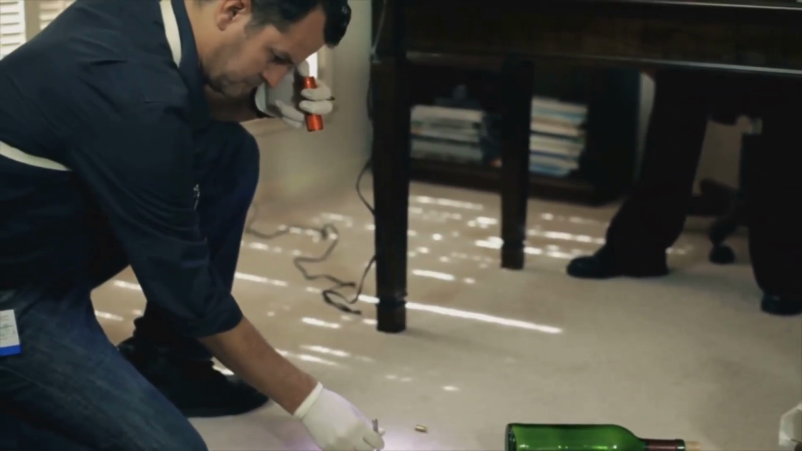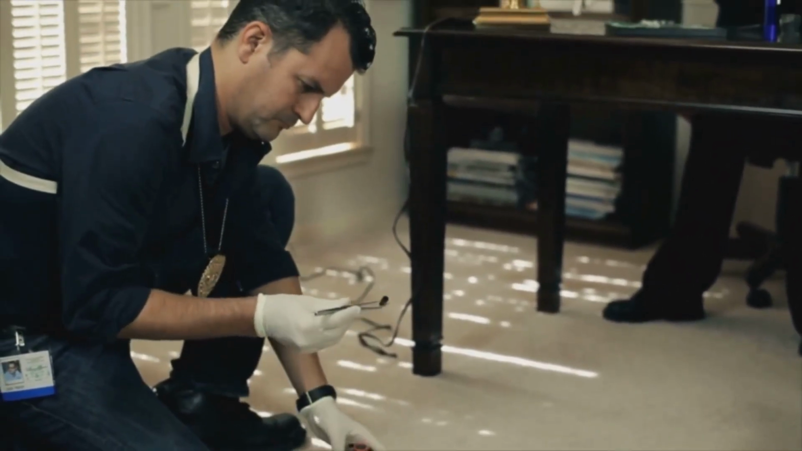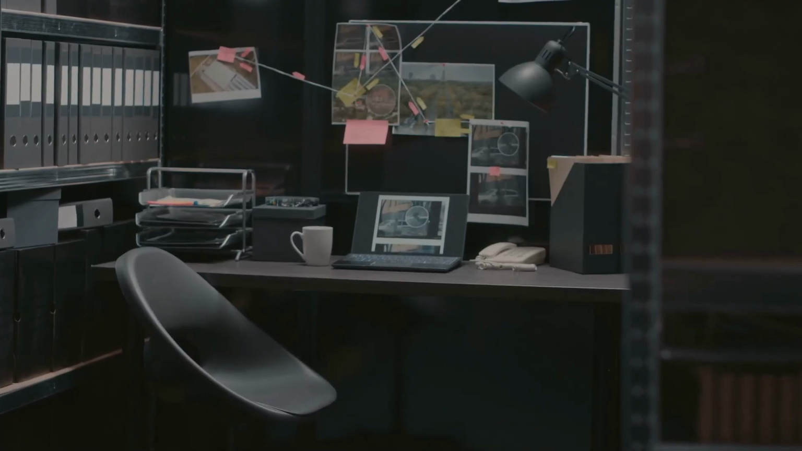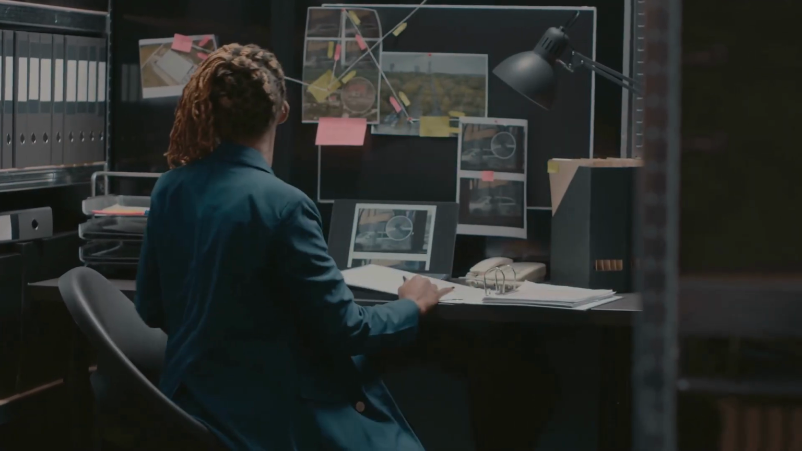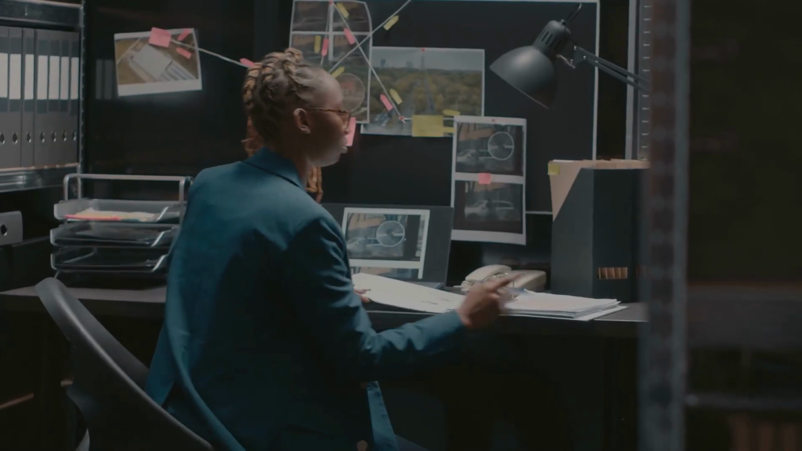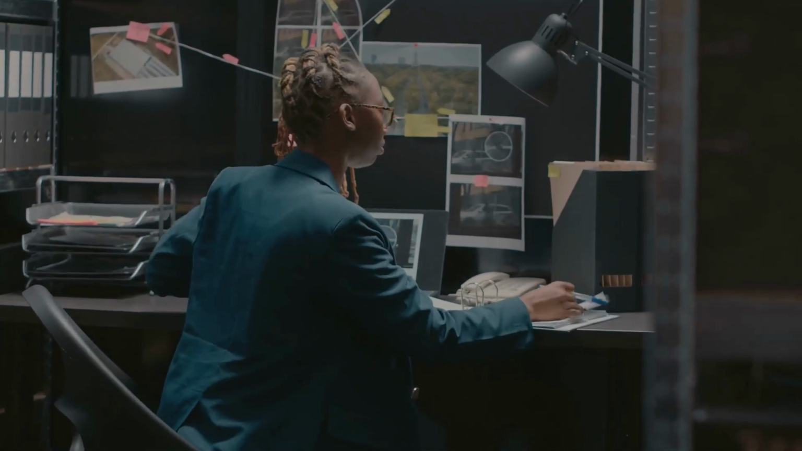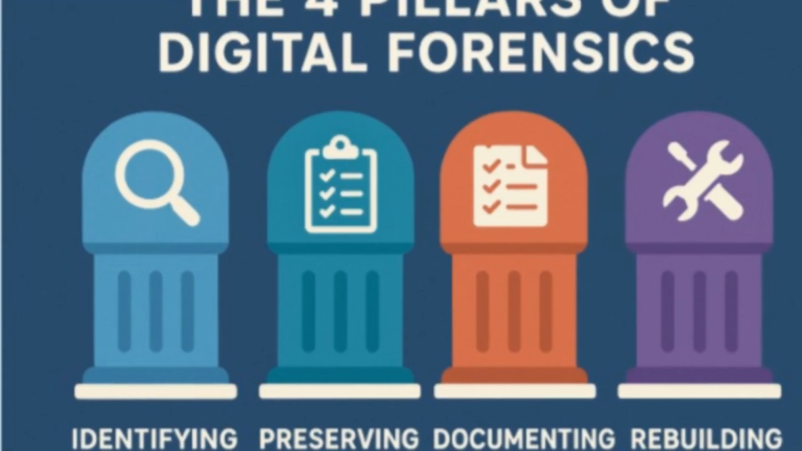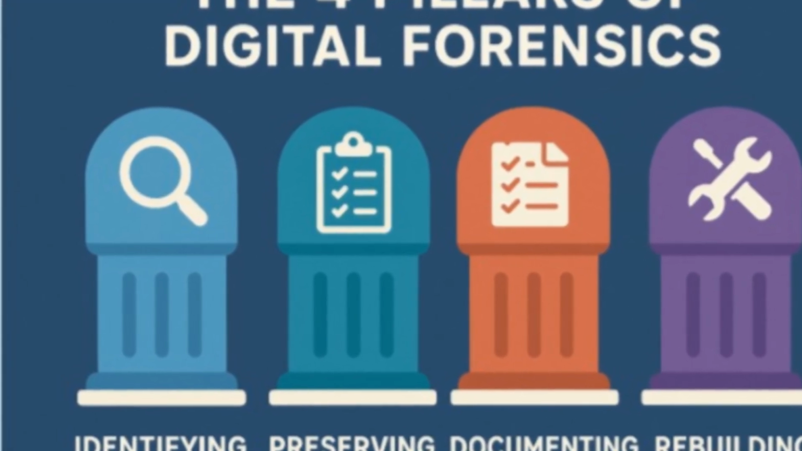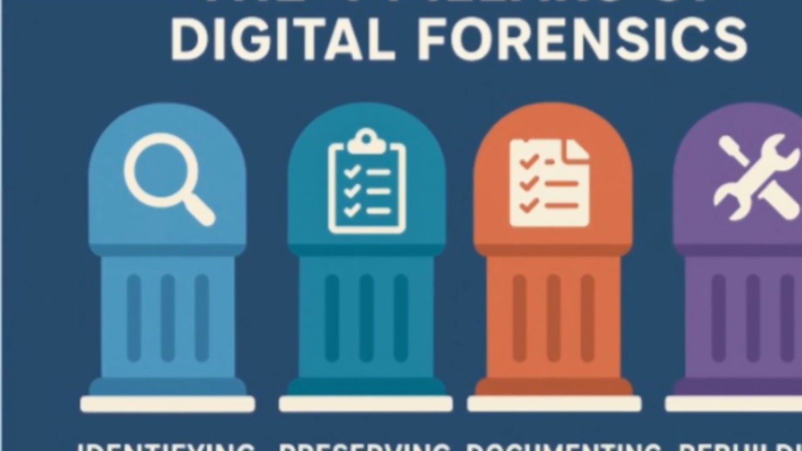Section 4. The 4 pillars of an investigator's work. Visual diagram. Based on the principles and standards we have discussed, the tasks can be distilled into 4 fundamental pillars. The first pillar is identifying digital evidence. This is the initial and most critical phase.